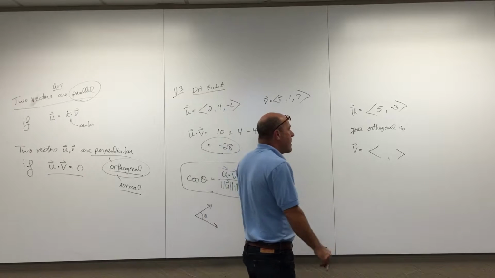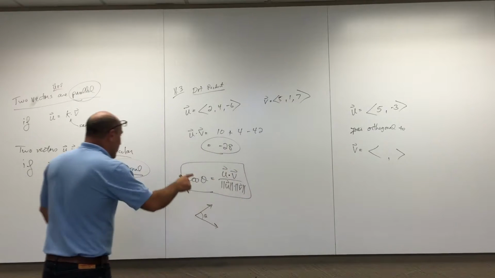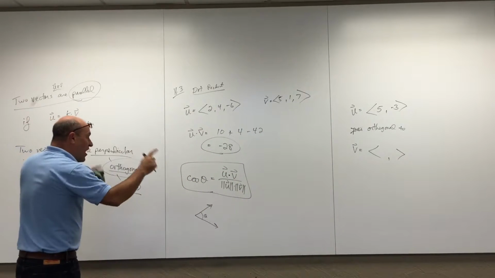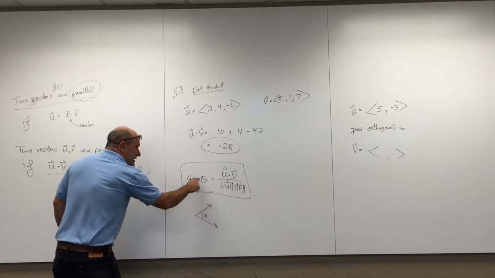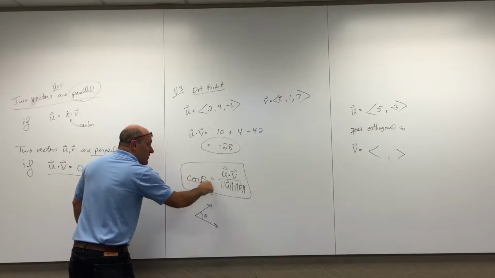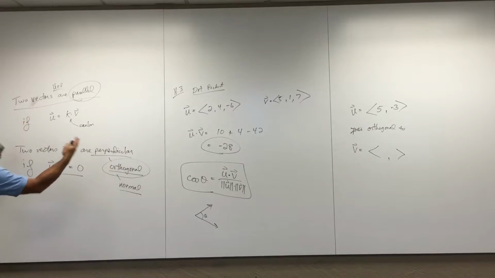We need the magnitude of u and v. Not really. Hang on now. Okay, to be orthogonal, this is 90 degrees. The cosine of 90 is 0. The numerator needs to be 0. To be orthogonal, it comes down to this. The dot product is 0.